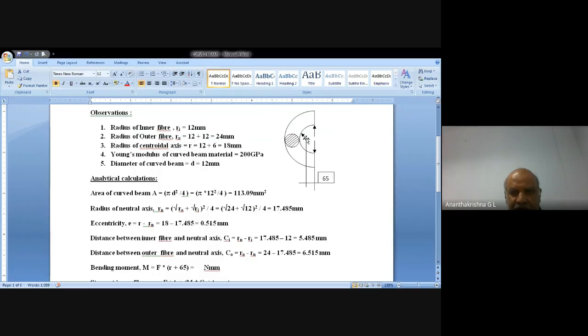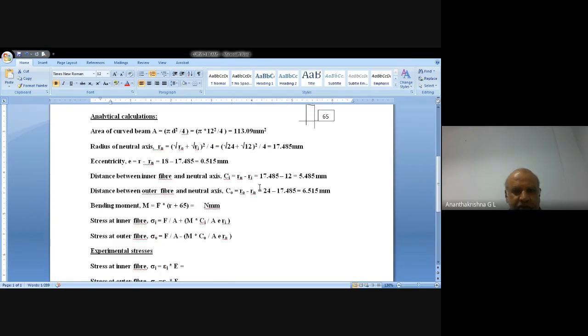We have the radius of the centroidal axis as 18 mm from the center line of curvature. But the load is at a distance of 65 mm from the center line of curvature. So therefore your bending moment is going to be F into (R plus 65). Find out that bending moment for that particular force.